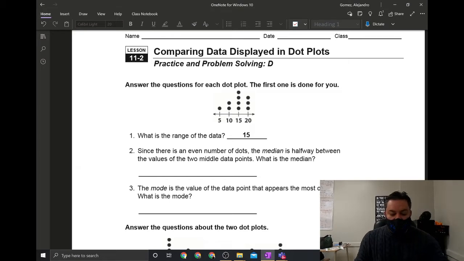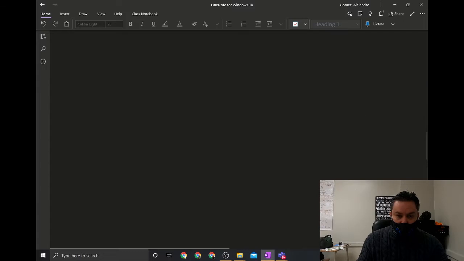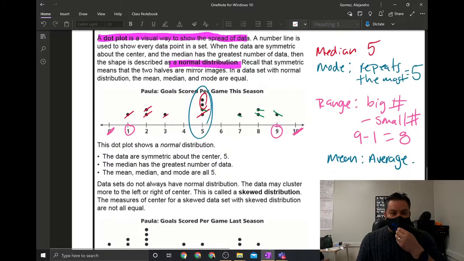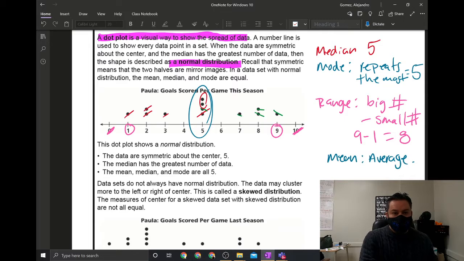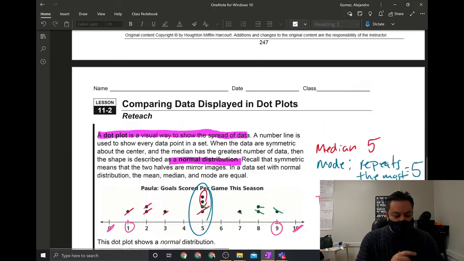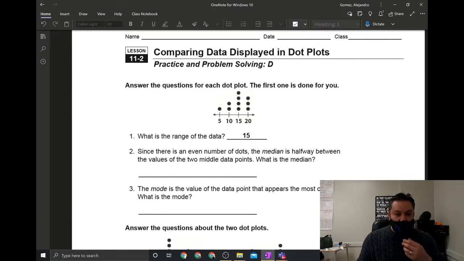Okay, comparing data displayed on dot plots. We're gonna do a few more examples. In the previous video, we learned how to categorize a dot plot, whether it's a normal distribution or skewed distribution. And we also learned how to find the median, mode, range, and mean for the dot plot. Now, in this one, we're gonna do a few more examples. I'm not sure if we're gonna do all of them. We're gonna try. I want to give my class time to actually work on the assignment.